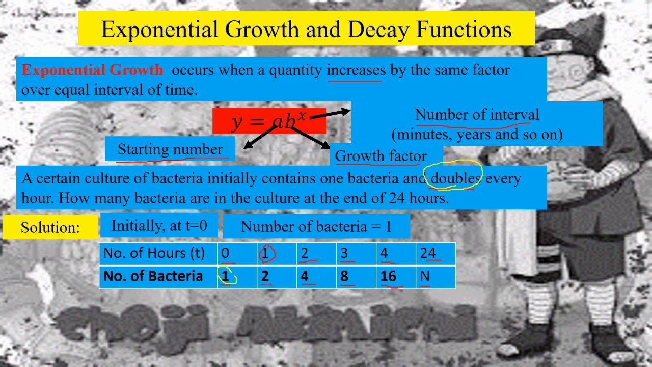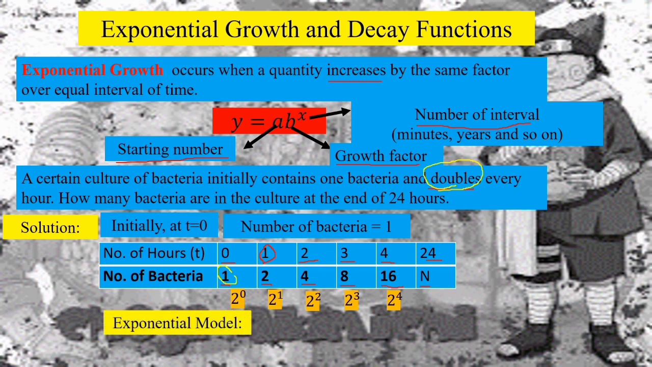So 2 raised to the power of 0 is 1. So any number raised to the power of 0 is 1. So 2 raised to the power of 1 is 2. Then 2 raised to the power of 2 is 4. And 2 raised to the power of 3 is 8. And 2 raised to the power of 4 is 16.